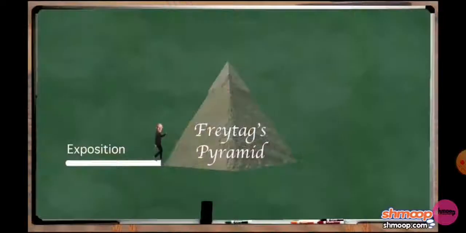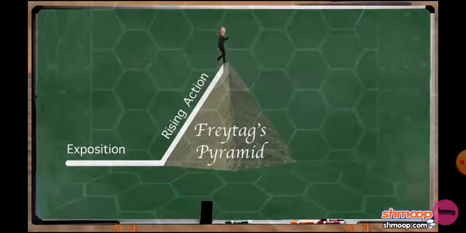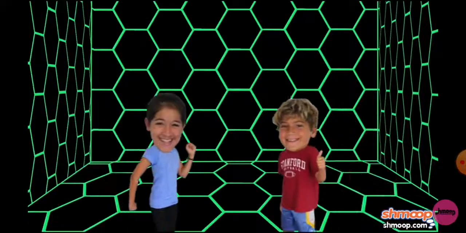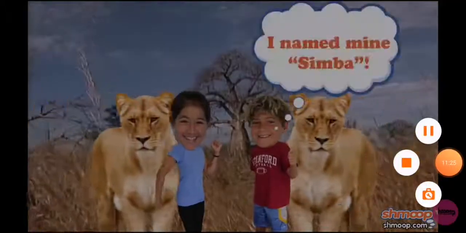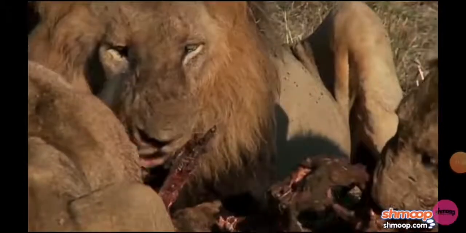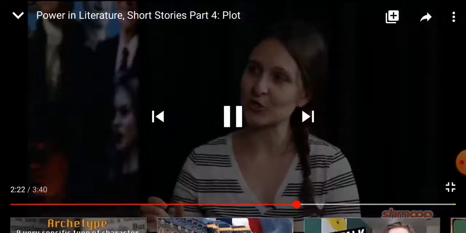That's the exposition. Then the rising action happens as we see the kids playing in the African veldt, and we see the lions get a little bit feisty, and things start to get a little bit concerning. The tone of this story is just super.